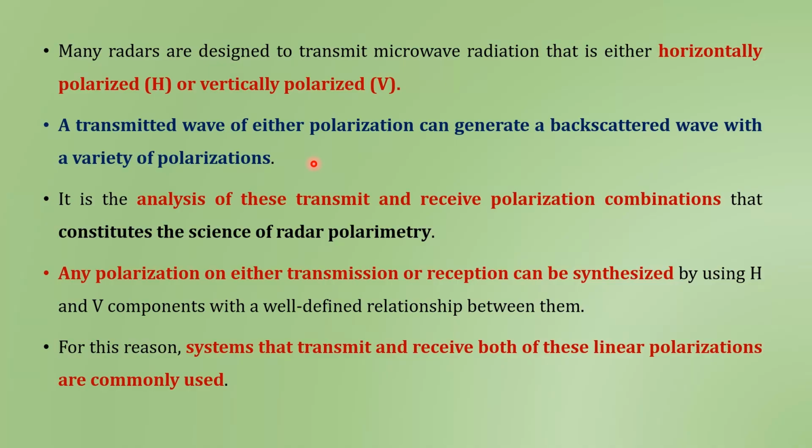In radar, it is the analysis of these transmitted and received polarized combinations that constitutes the science of radar polarimetry. Different polarizations for transmission or reception of the signal can be synthesized by using the horizontally or vertically polarized components. Thus, systems that can transmit and receive both horizontally and vertically polarized signals are commonly used. There are four combinations of polarization based on the transmission or reception of the signal.